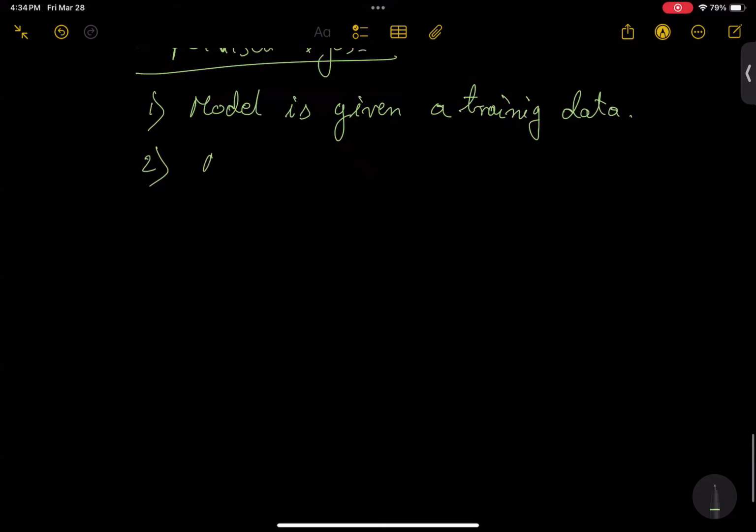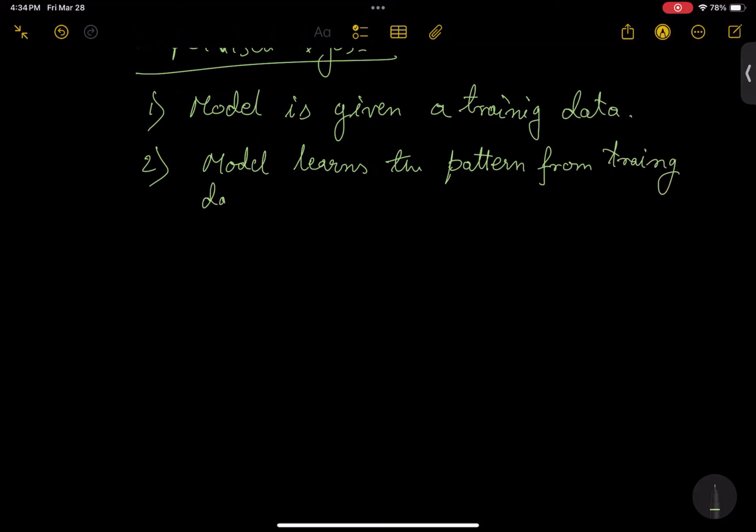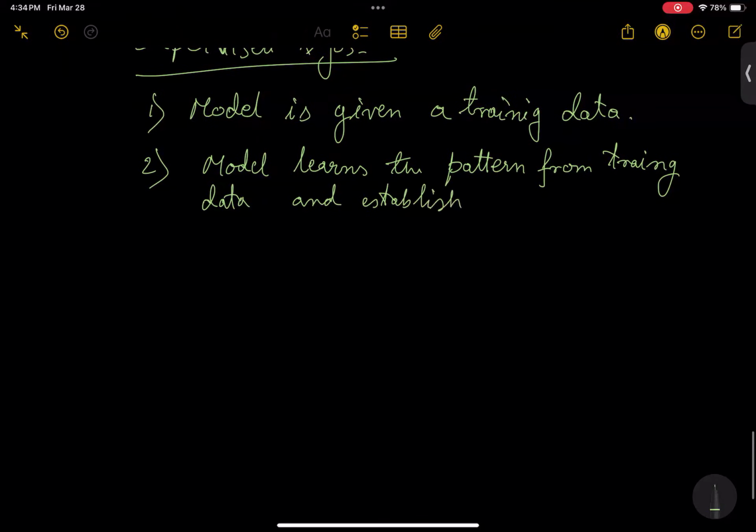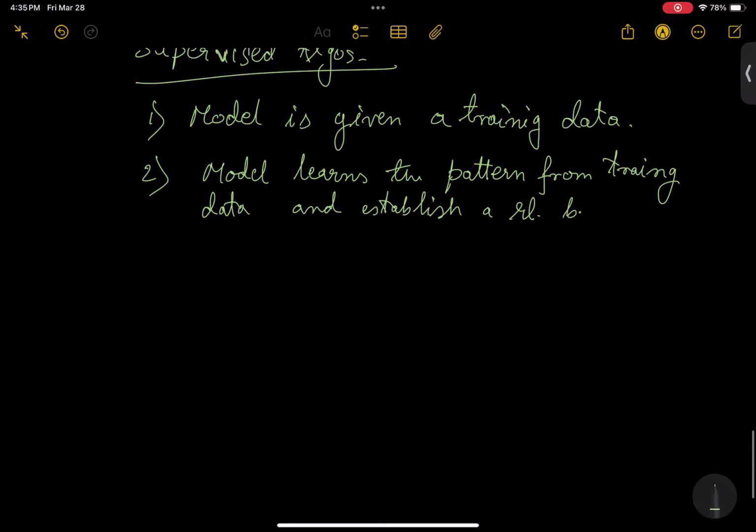So the model, based on the training data, learns the pattern from the training data and establishes a relation between input and output. Correct?